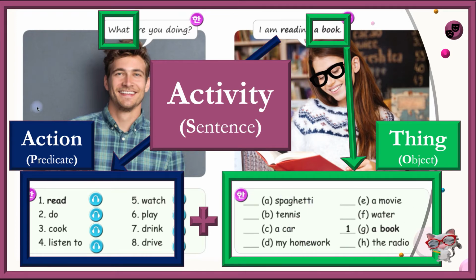So as we say, we have an action like read, do, cook, listen to, watch, play, drink, drive. And when you add it to a thing like spaghetti, tennis, car, my homework, a movie, water, a book, or the radio, which is a thing, you get an activity. Ooh, that's a very easy way to get an activity sentence. Yes, but as we say, these sentences are talking about things you're doing now.